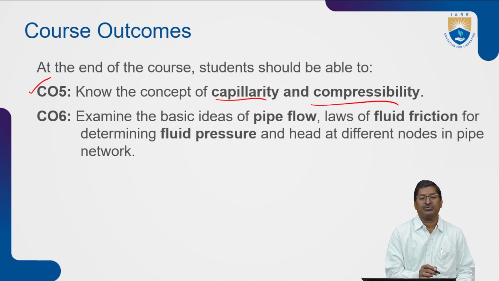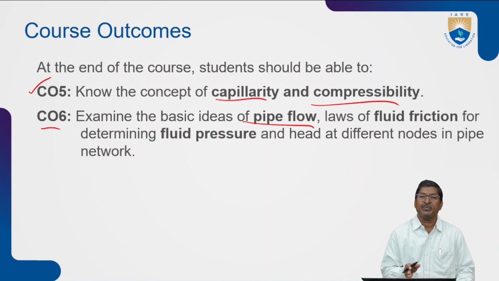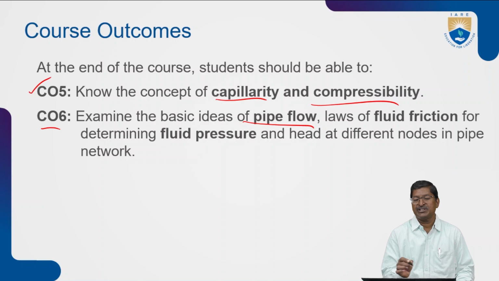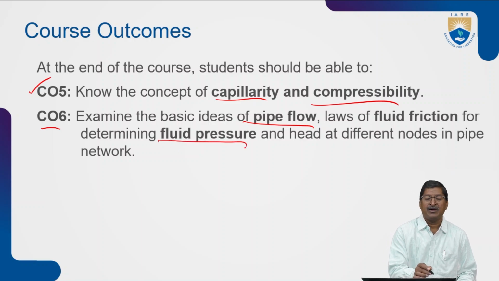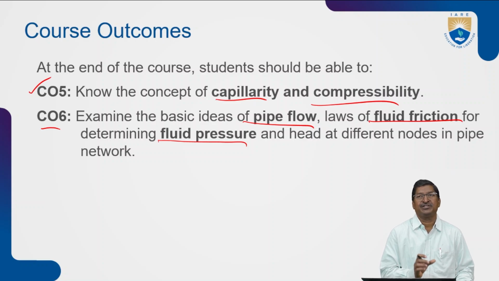Course outcome 6 is pipe flow. That means if you allow the fluid in a pipe, how it reacts and what the losses are. If any fluid travels through the pipe, it will lose some energy. How much energy and how much pressure is lost all comes under this fluid friction. Because of the friction, the fluid will lose some of its energy. That comes under course outcome 6.